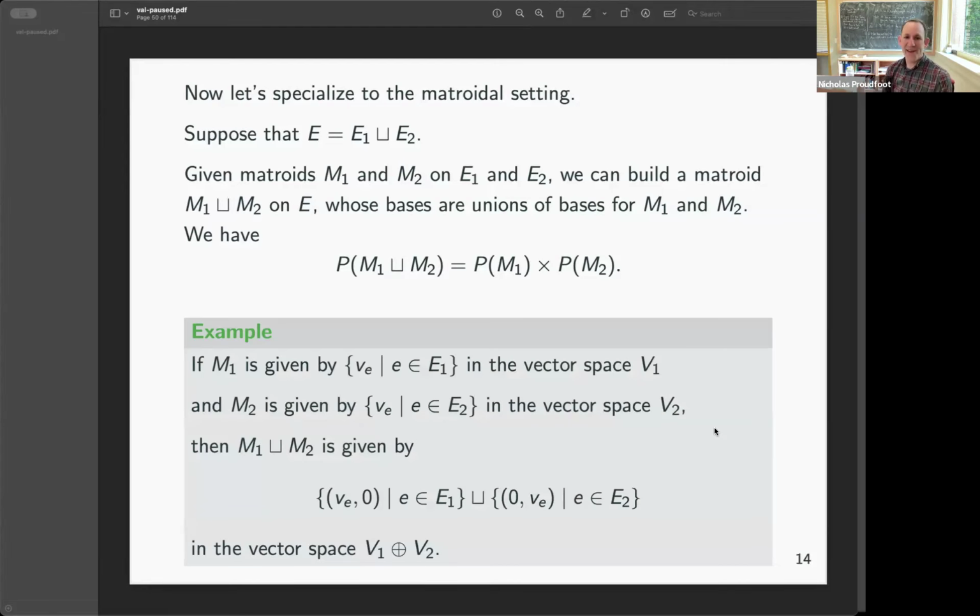So for example, if I have a bunch of vectors in one vector space and a bunch of vectors in another vector space, then this operation just takes the direct sum of the two vector spaces and takes the first set of vectors, comma 0, and then 0, comma the second set of vectors, as my vectors.